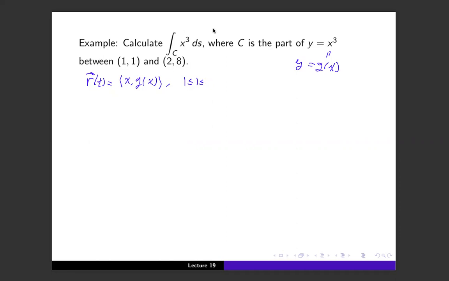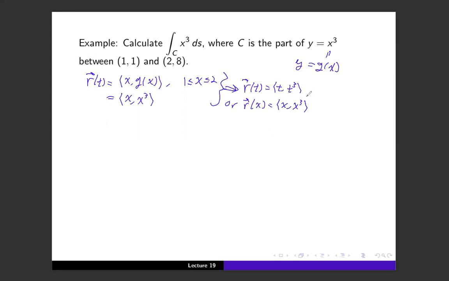Oops, sorry, I messed up. Now, more specifically, it's not just x, g of x. It's actually going to be x comma x cubed. Strictly speaking, I didn't quite write this the way I wanted to. But what you can say at this point is r of t is just t comma t cubed. Or you could write r of x is x comma x cubed. It should give you the same answer.